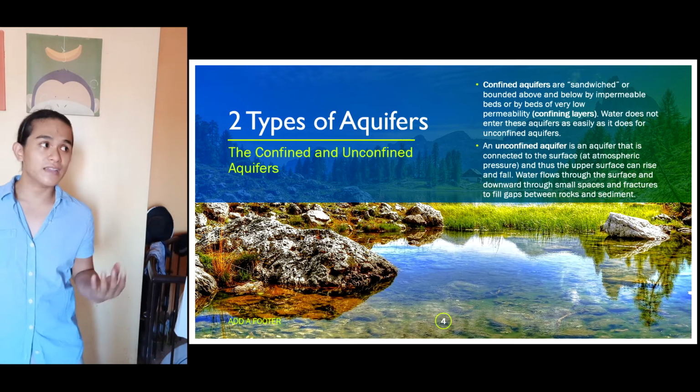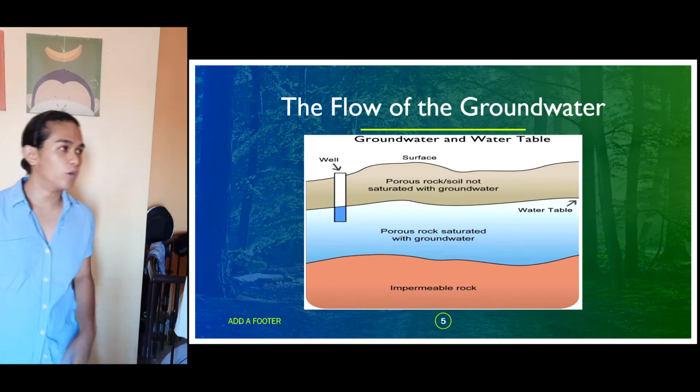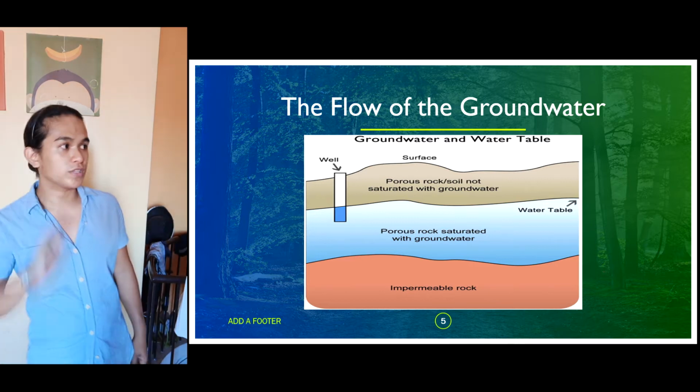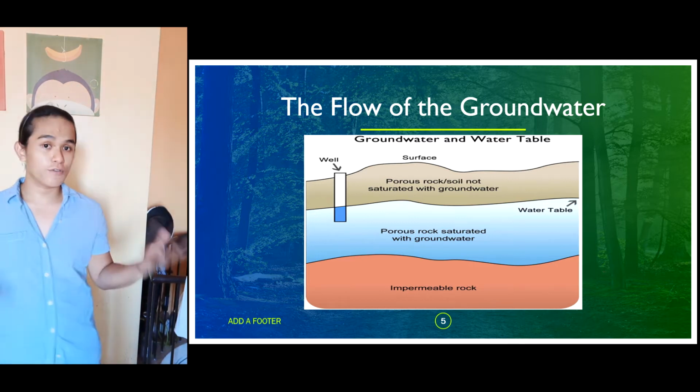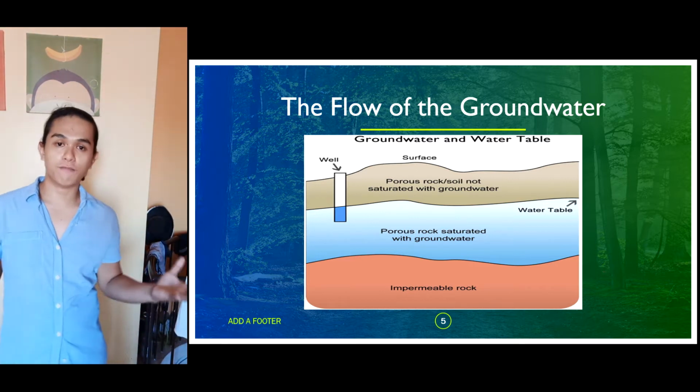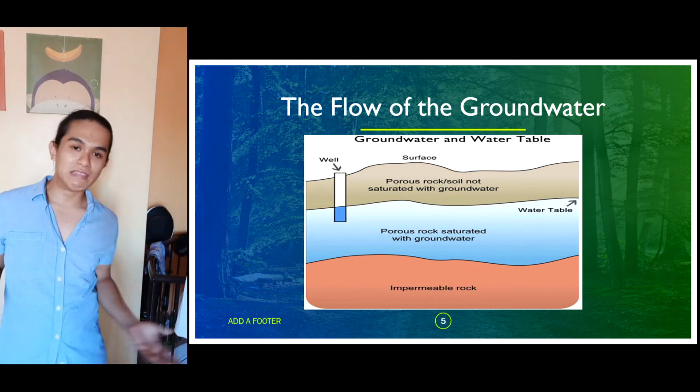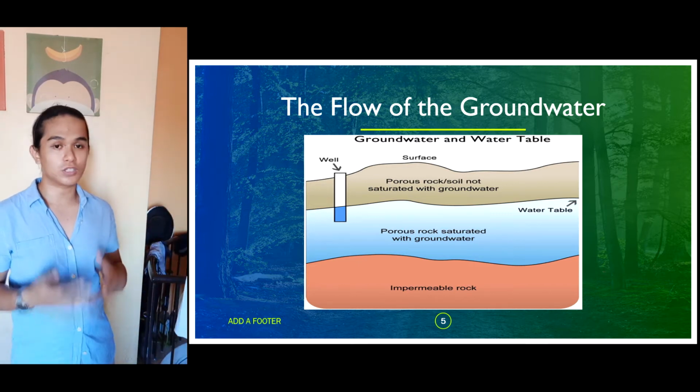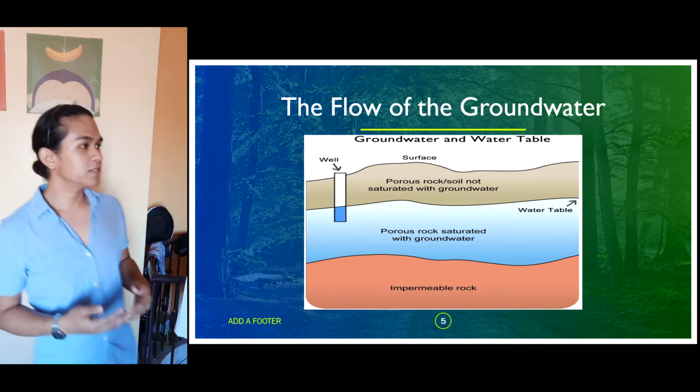The next slide is about the flow of groundwater: groundwater and the water table. First is the ground surface, where water comes from rain or flooding and can seep through the soil. First is the porous layer.